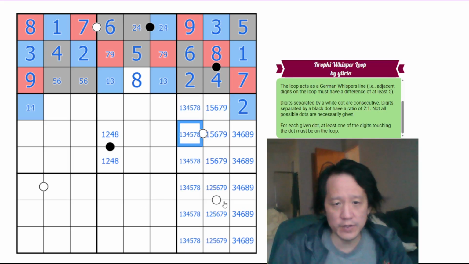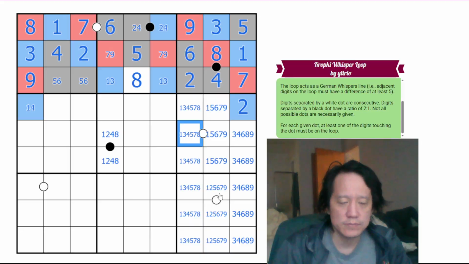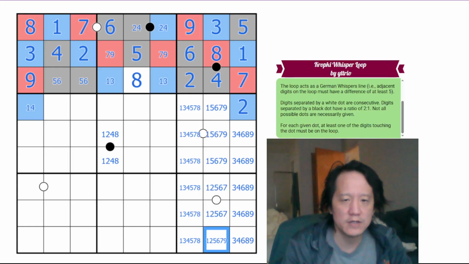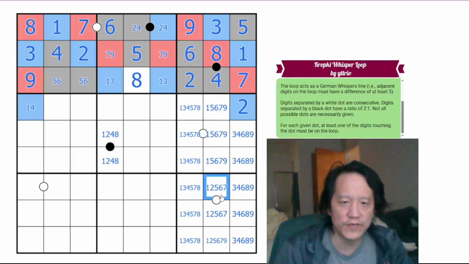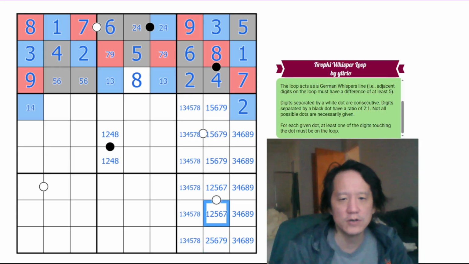So, what digits can be consecutive here? You cannot have 9. It's either 1, 2 here or 5, 6, 7. 5, 6, or 6, 7. If this were 1, that would mean 2 would have to be here, but that's not consecutive with anything, so this cannot be 1 here.